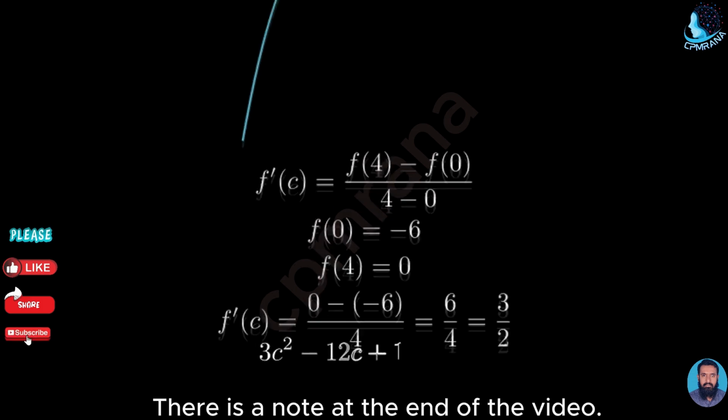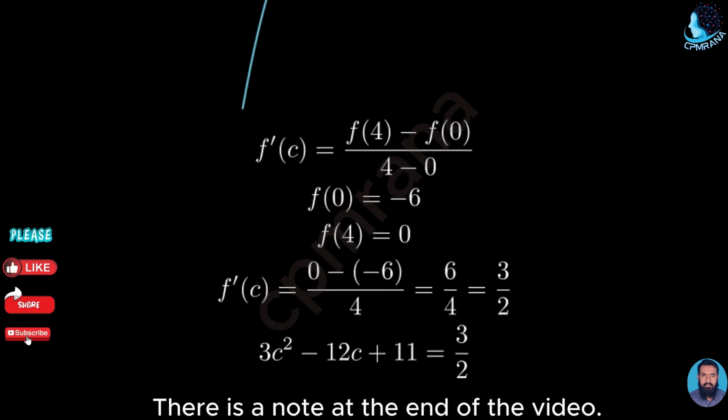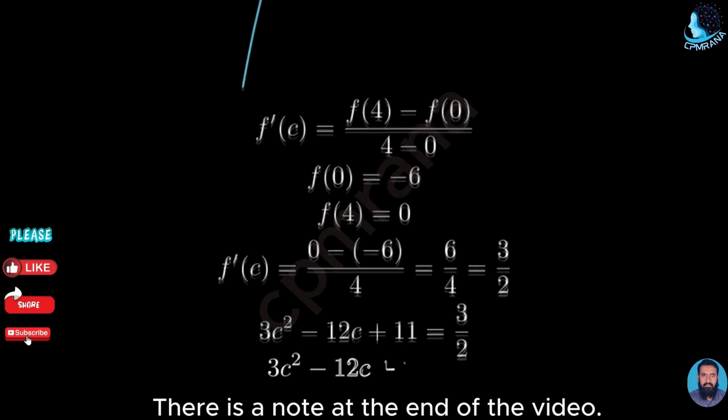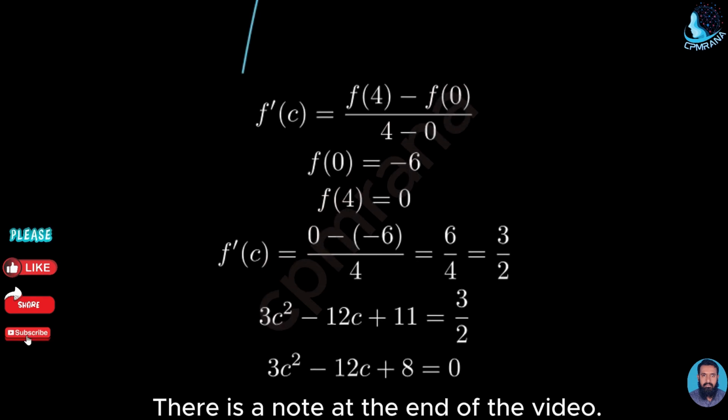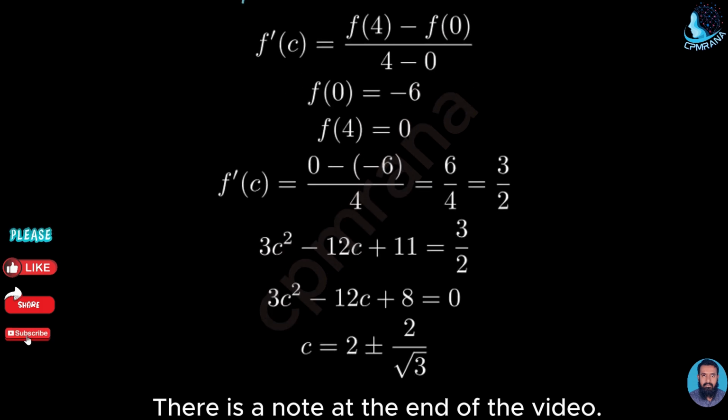This means 3c squared minus 12c plus 11 equals 3 over 2. Multiply both sides by 2 and subtract 3, and we get the quadratic equation 3c squared minus 12c plus 8 equals 0. Using the quadratic formula, we get c equals 2 plus or minus 2 over root 3.